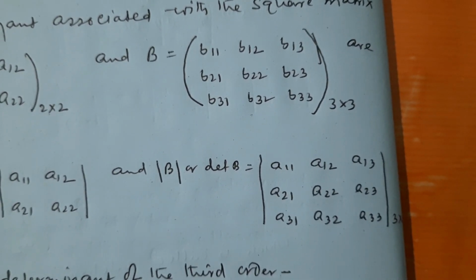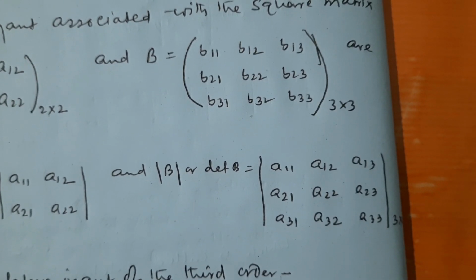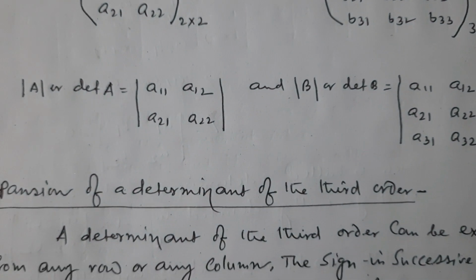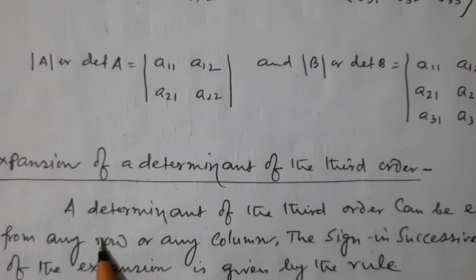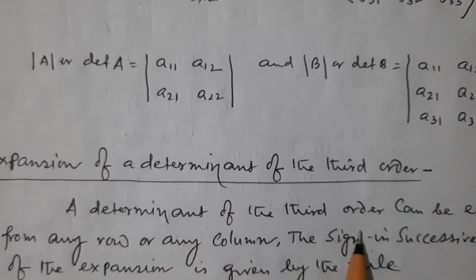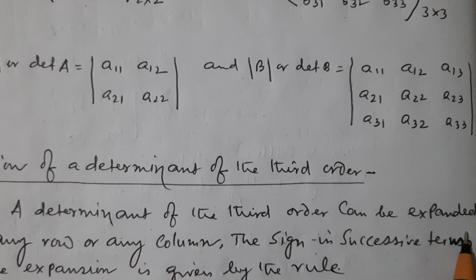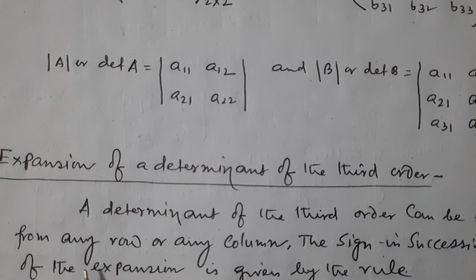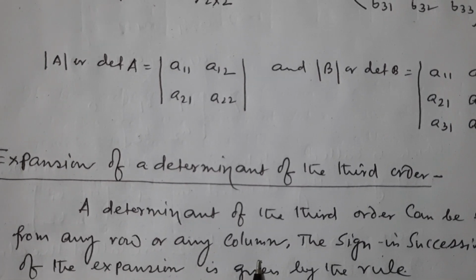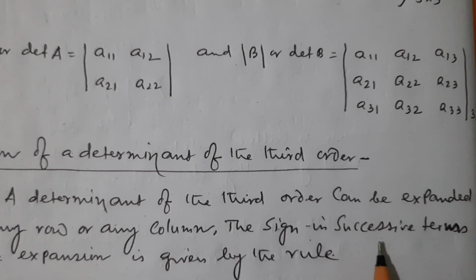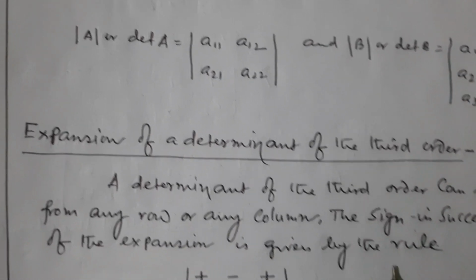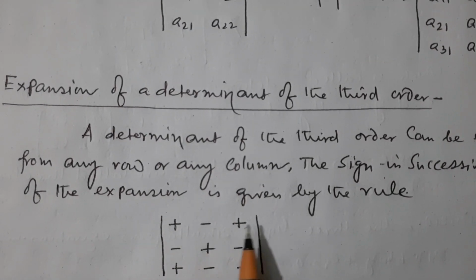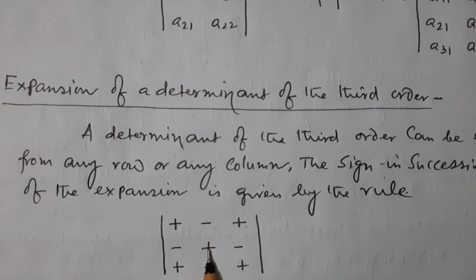So now we discuss how we can expand this matrix. Expansion of a determinant of the third order. A determinant of the third order can be expressed from any row or any column, and the sign in successive terms of the expansion is given by the rule plus minus plus, minus plus minus, plus minus plus.